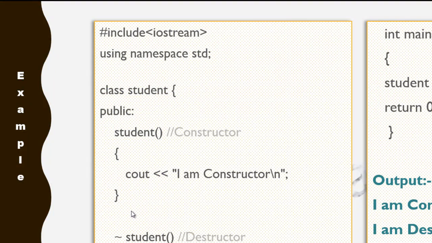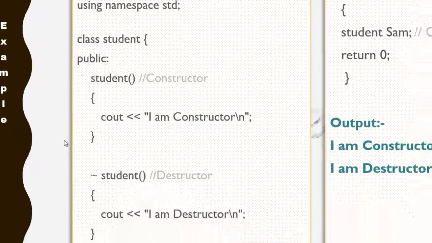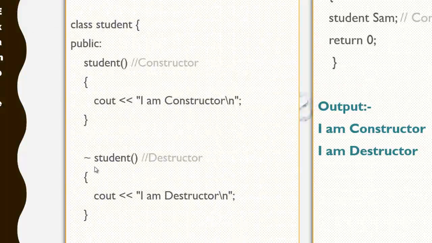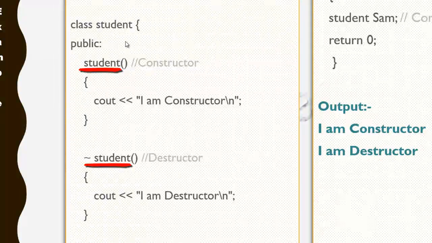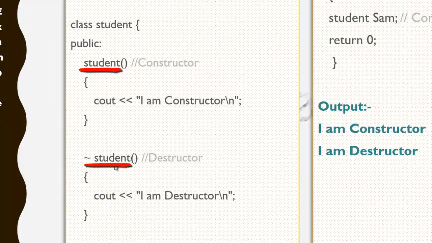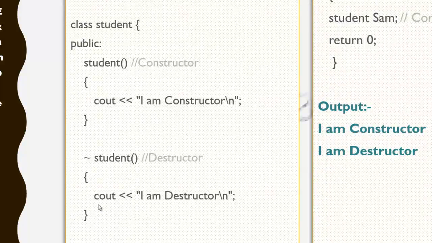Inside this constructor, a cout statement is given saying I am constructor. Now let's go to the next function. The function name is student. It is similar to the class name, but the function name is preceded by a tilde sign. So this is the destructor of this class. Inside this destructor, I'm giving a cout statement, I am destructor.